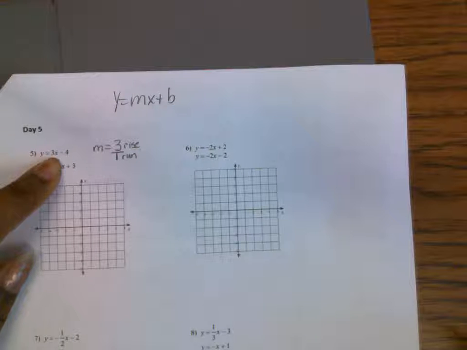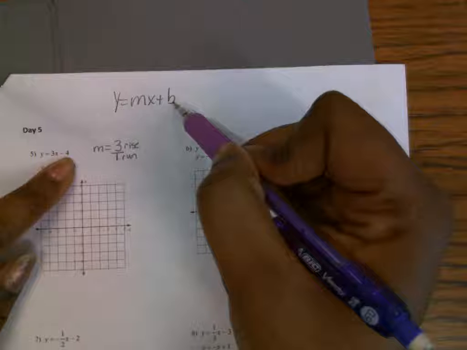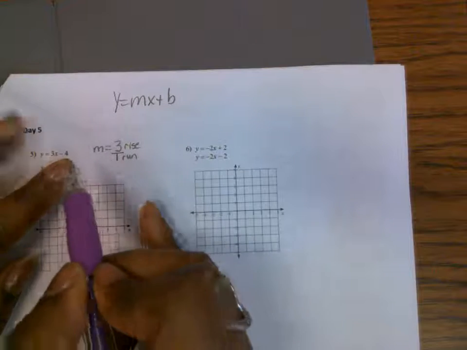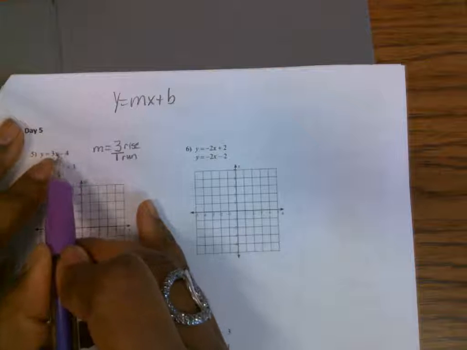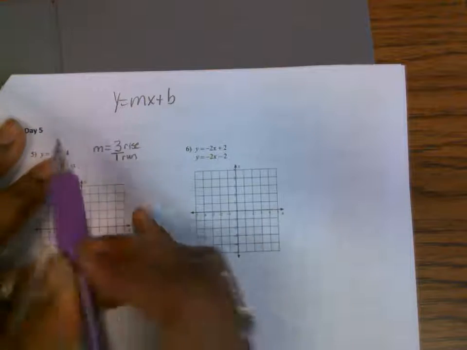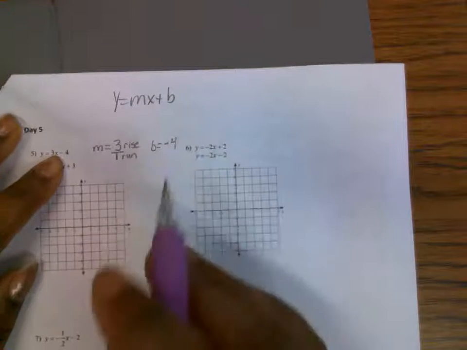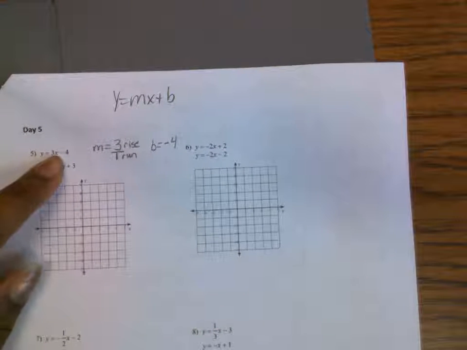Next, you're going to label b, your y-intercept. Your b is going to be the number that has no variable attached to it. That's this minus 4. So your b for that first equation is negative 4. Any questions about that?